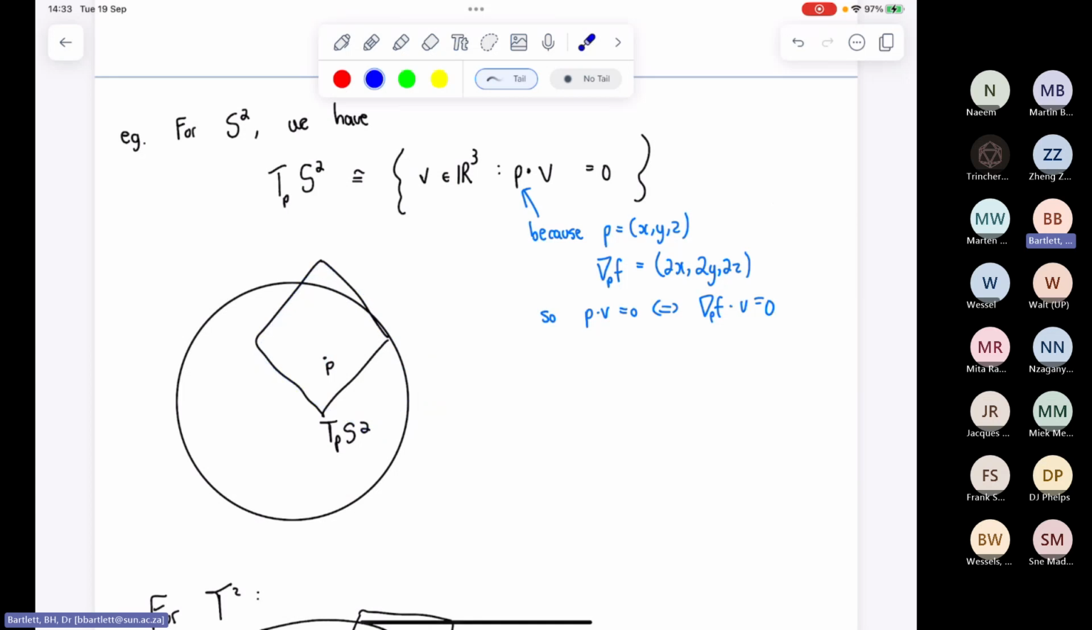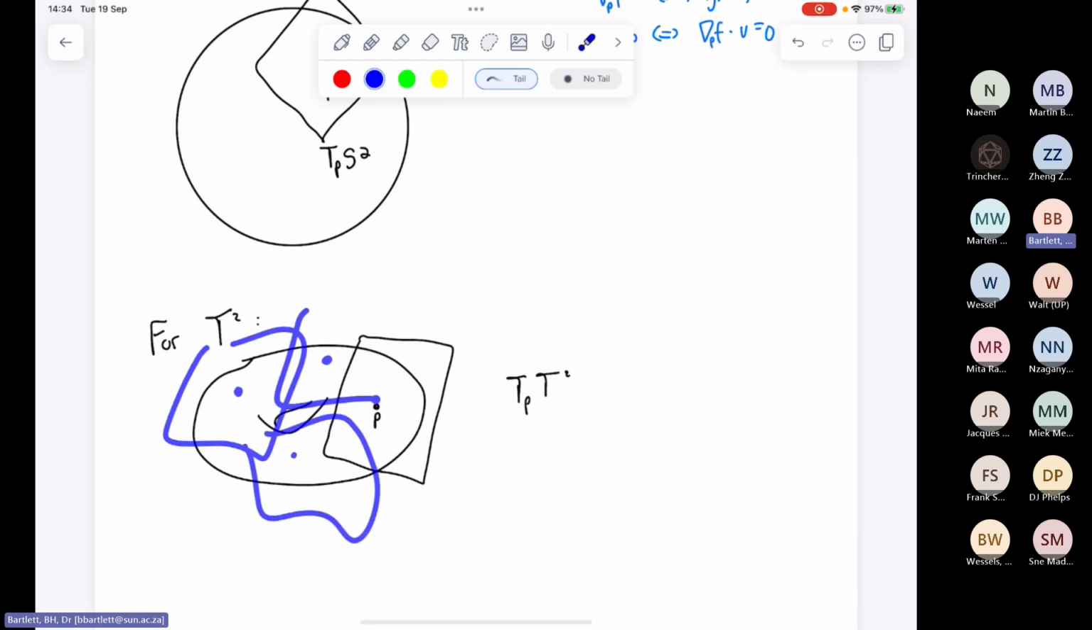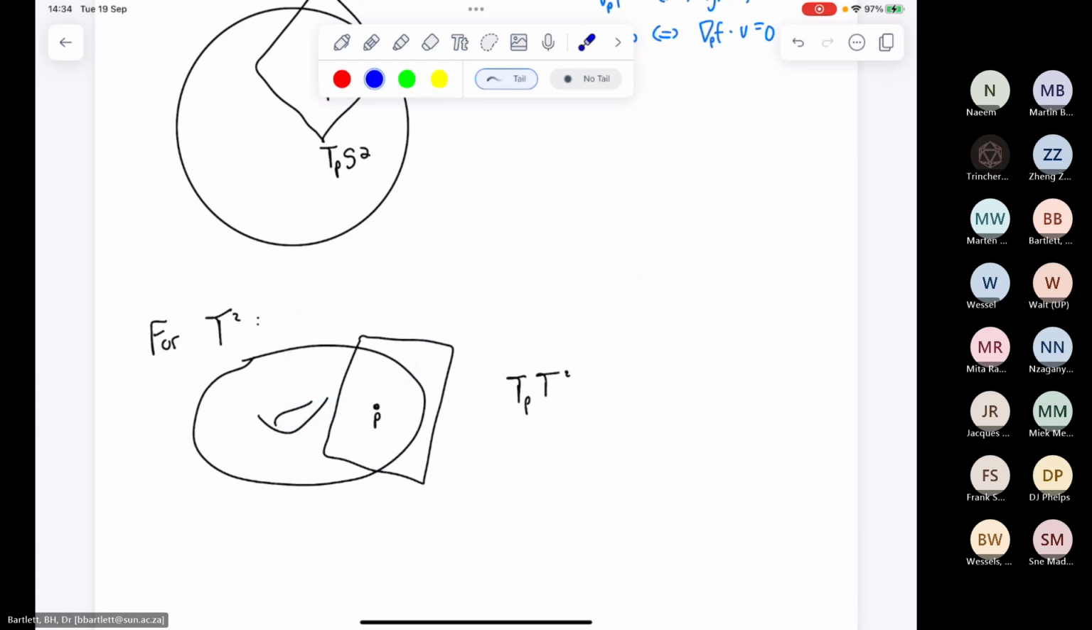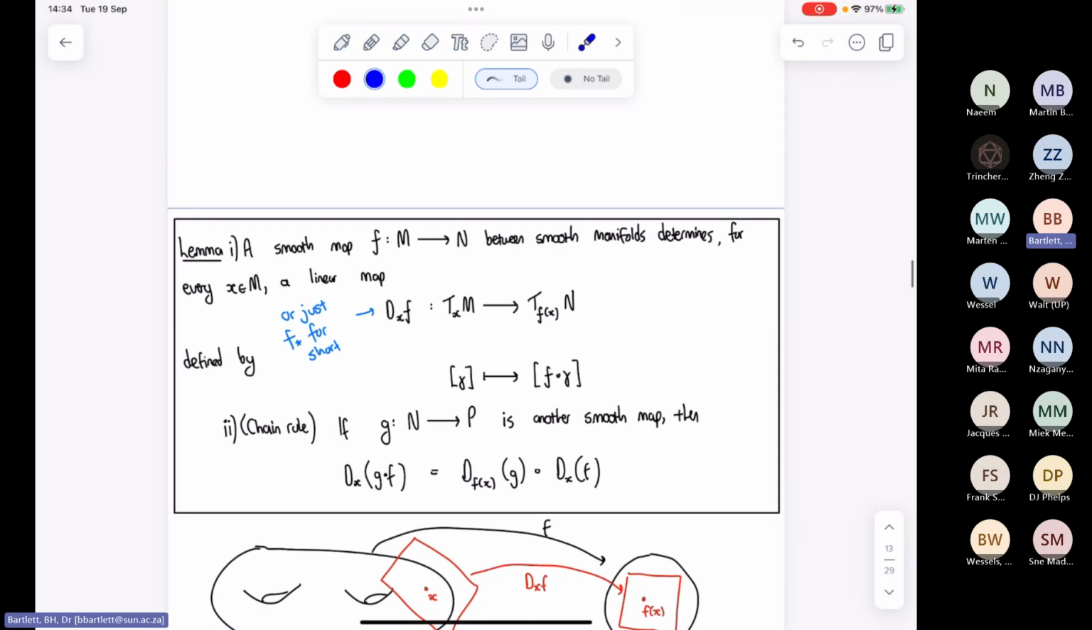Okay, I'm drawing the origin of the space as if it's living at P, whereas since it's a subspace of R3, I should really draw this vector space over there, but it doesn't matter where you draw it, right? And what about the torus? Well, here's the torus, and here would be an example of a tangent space at that point. So at every point, we've got a vector space. Good. So that's the tangent space at a point of a smooth manifold.